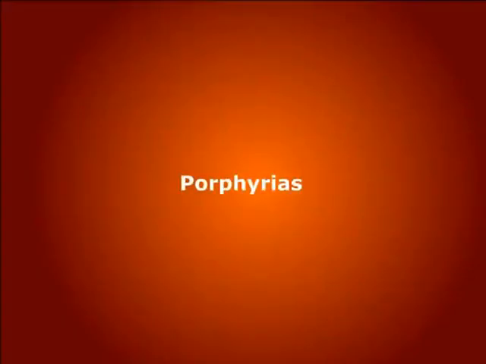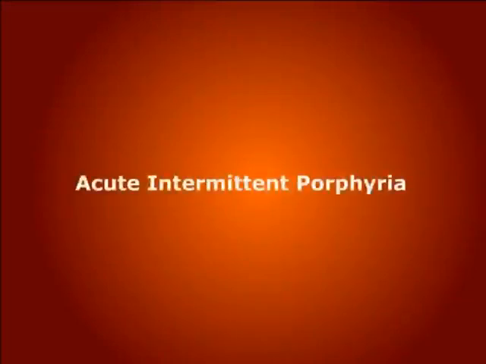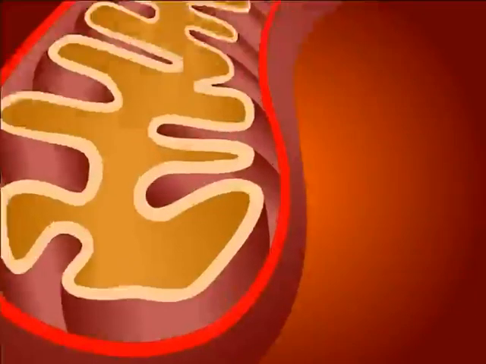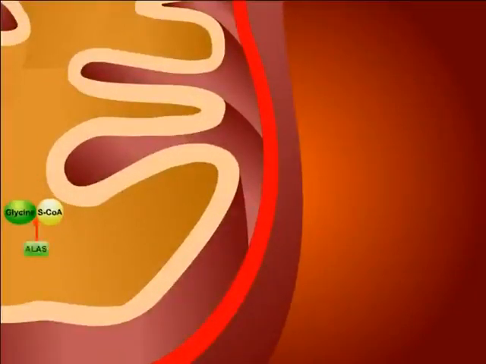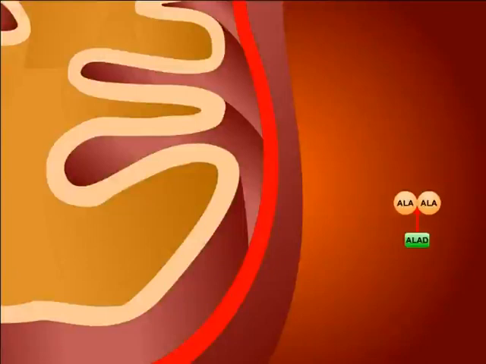Porphyrias are disorders of heme synthesis that are either acquired or inherited and lead to overproduction and accumulation of porphyrins. Acute intermittent porphyria is caused by defective porphobilinogen deaminase. In the mitochondria, as normal, glycine reacts with succinyl-CoA to form delta-amino-levulinic acid. ALA then enters the cytoplasm, where 2 molecules form porphobilinogen.